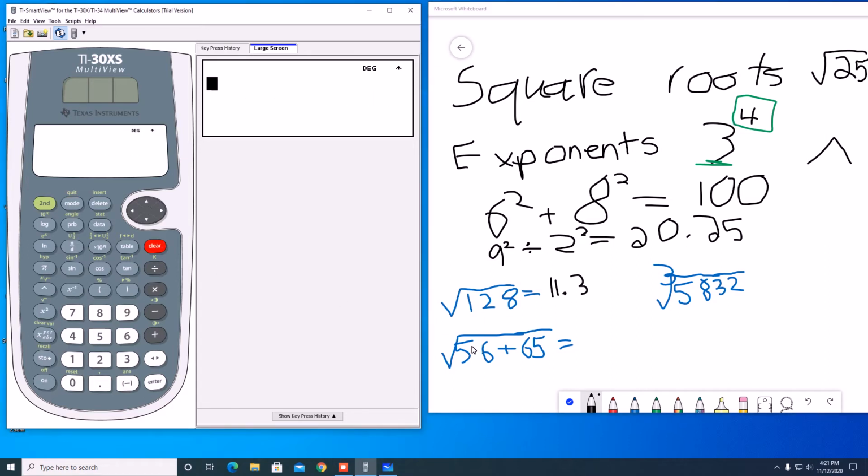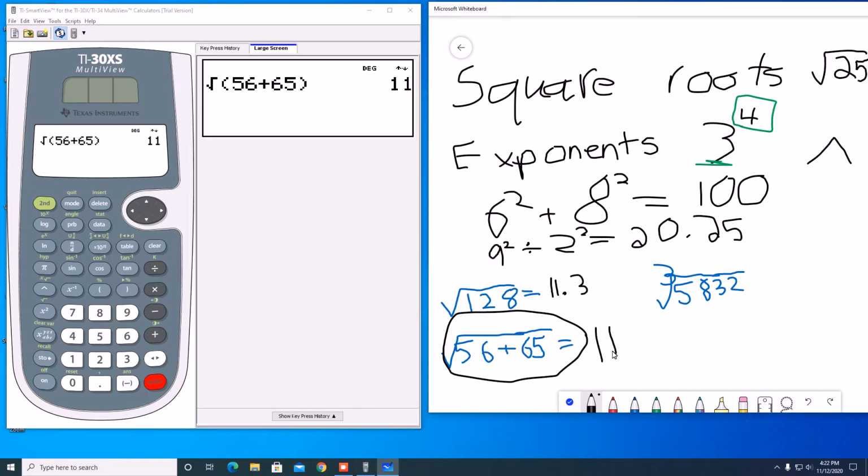So now we're going to do the same thing with this. Another thing that we can do with exponents, we can even put math problems inside of them. So I have 56 plus 65, and I'm just going to close my parentheses for this one, and then I'm going to hit enter. And when I do that, I get 11. So you can get the square root of a subtraction problem, of an addition problem. That is not a problem. You just go ahead and type it in, close your parentheses, and hit enter.